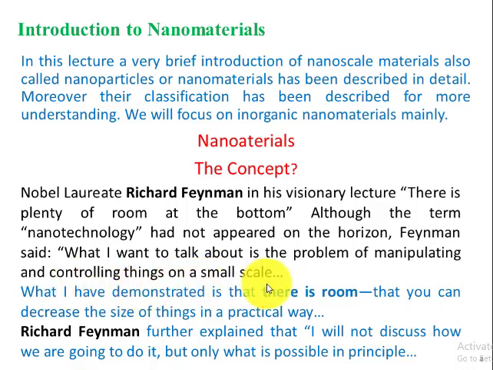What does it mean, manipulating and controlling things on a small scale? According to Richard Feynman, materials can be made smaller and smaller in size until we reach the atomic or molecular level. So this is the plenty of room at the bottom. It means if we move from microscopic size to smaller size, we can move to atomic or molecular level, which is far smaller than nanomaterials.